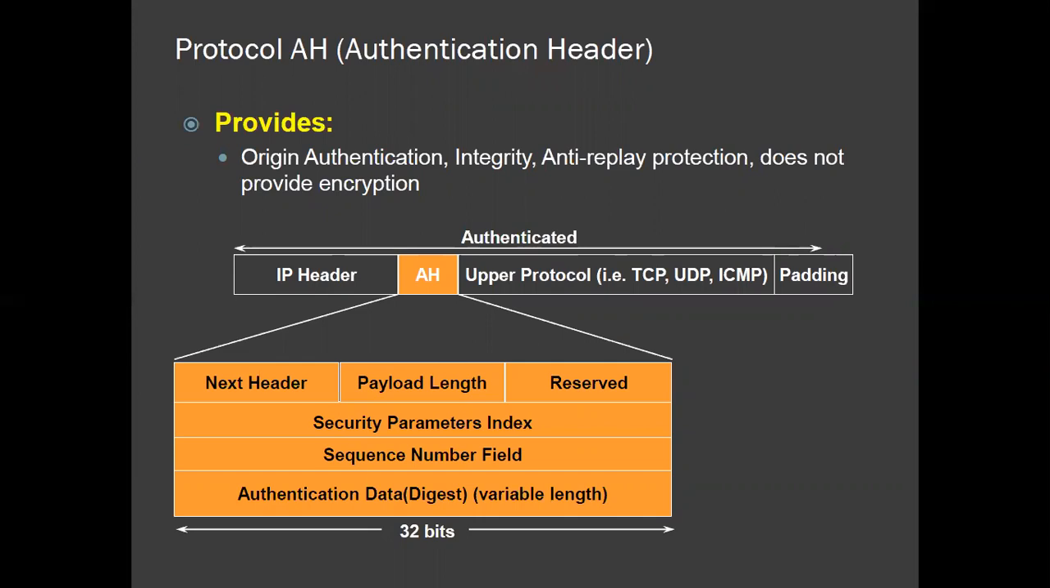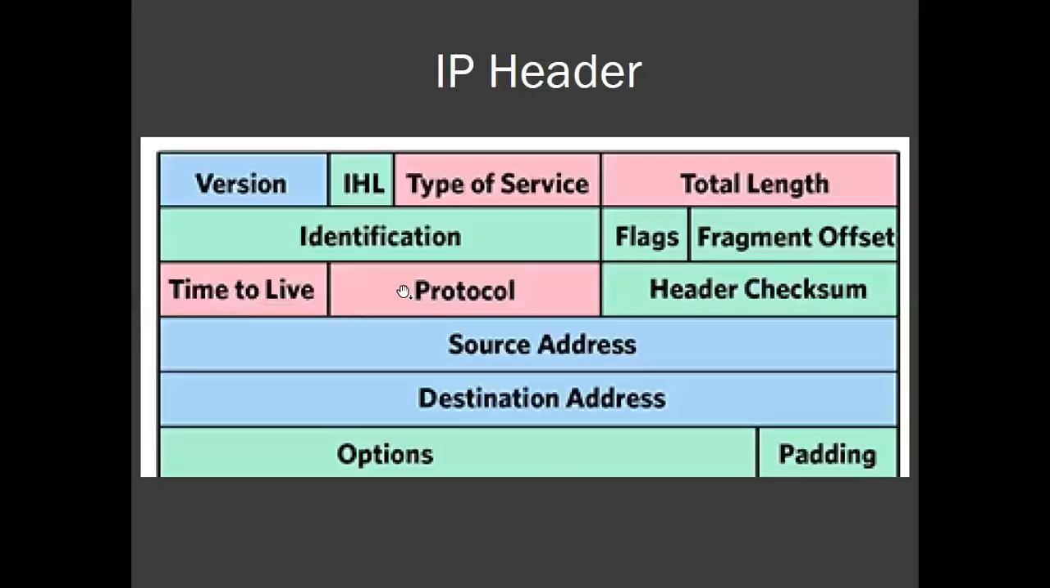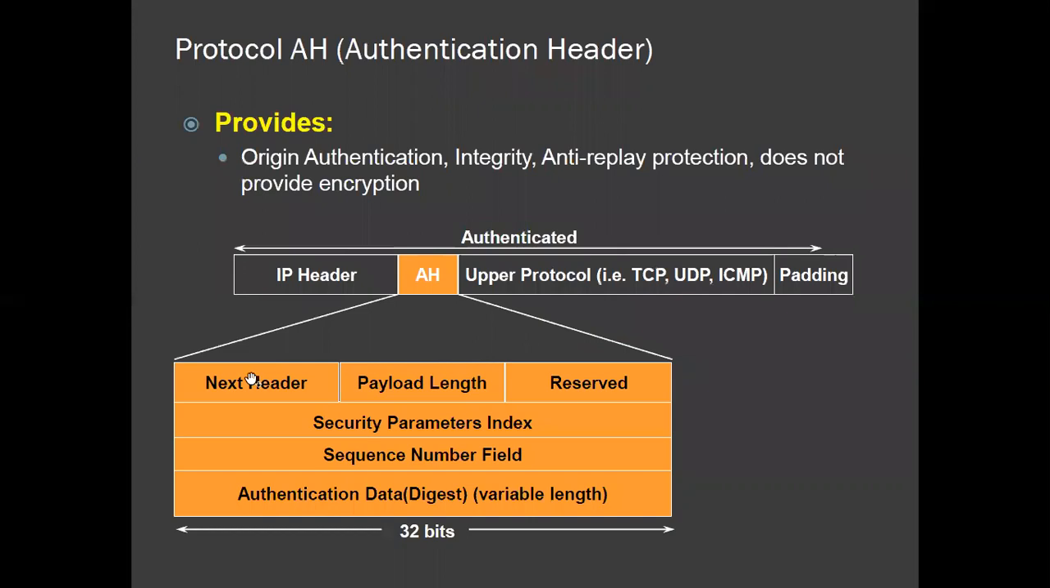Then the authentication data is inserted in the authentication header. And then the IP header is added after changing the value of the protocol field to 51. As I told you, the protocol field of the IP header is to be changed to 51 and the original value of this protocol field is to be inserted here in the next header. And this way we can insert the authentication header.